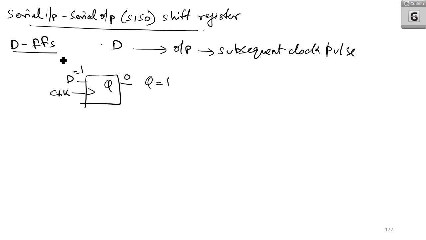That means in one clock pulse itself, whatever is the data input, we are taking the data output in one clock pulse itself. This property is very much required in shift registers.